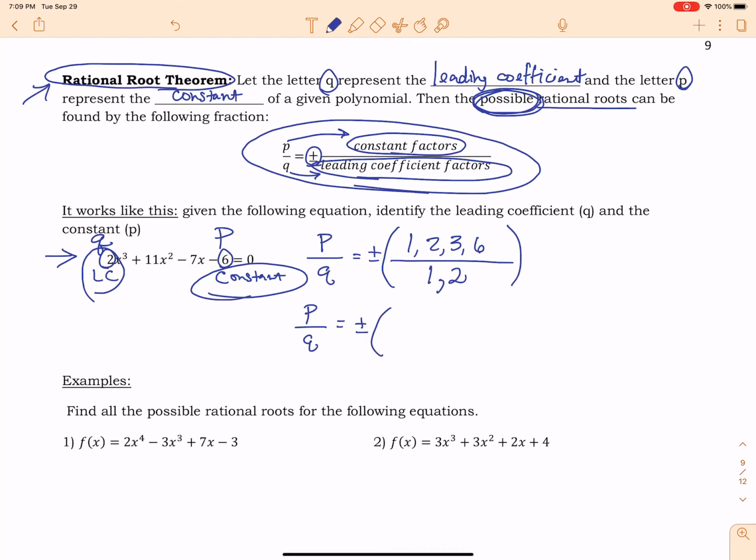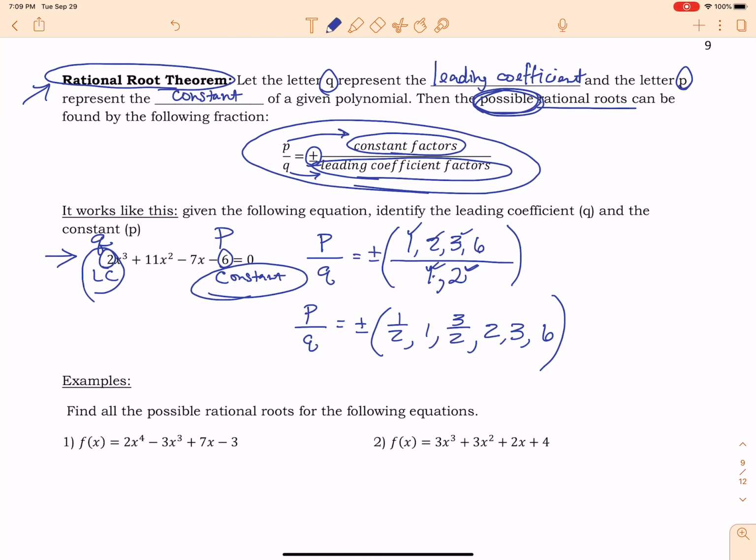So I'm going to tidy this up a little and write these all out as a list of numbers. And I'm going to write them in ascending order. So my very first answer is going to be 1 over 2. And then I've got 1 over 1. And then I would have 3 over 2. And then 2 over 1. And then 3 over 1. And then 6 over 1. I don't have to include 6 over 2 because that reduces to 3, which I already have listed.